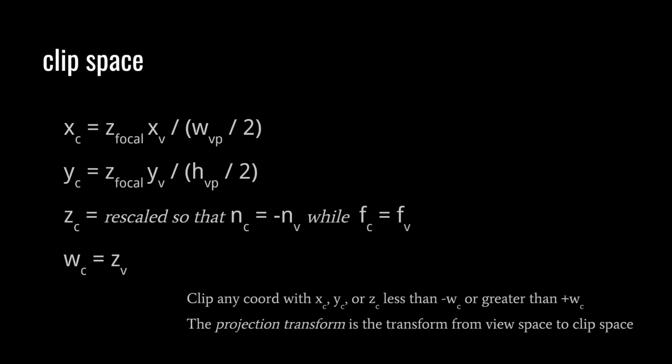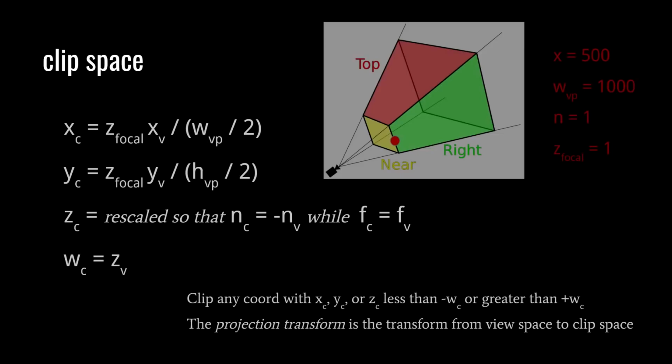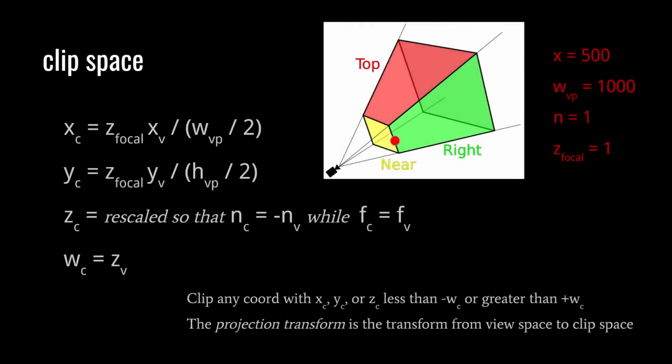So that explains that part. That's why we're multiplying x's and y's by the focal length. Why are we dividing the x's by half the width of the view plane and dividing the y's by half the height of the view plane? Well, consider a point that is on the view plane and say on the right edge. So let's say its x value is 500. And let's say our view plane has a width of 1000. Half the width is 500. If we divide our x value of 500 by 500, we get 1.